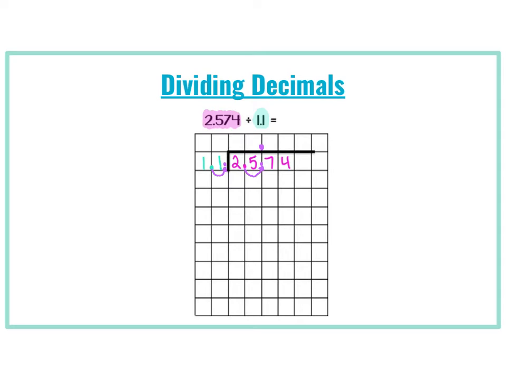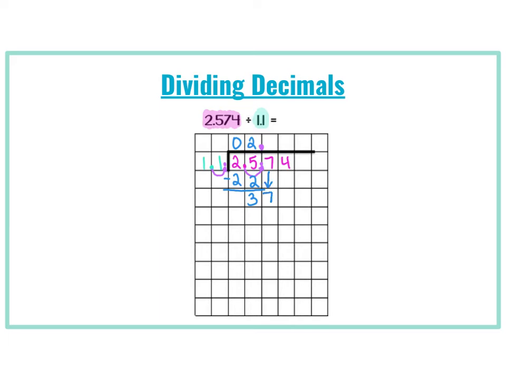11 cannot go into 2, so we'll put a 0 above the 2, but it can go into 25 2 times. 11 times 2 is 22. When we subtract 25 minus 22, we have 3 left over. We'll bring down the 7.